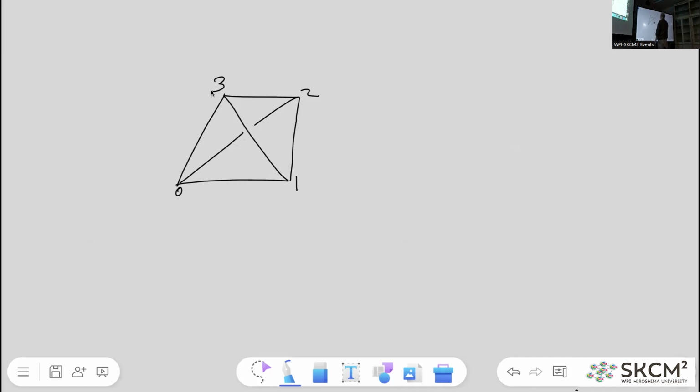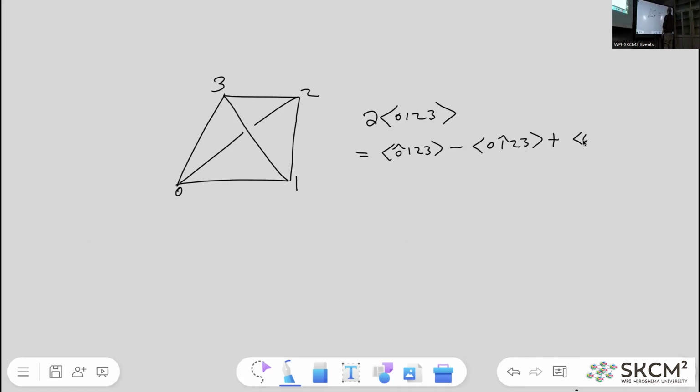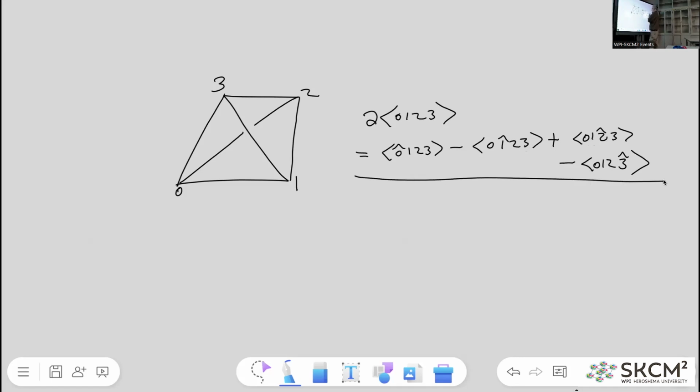There's your C3 simplex. And I formally take the boundary of it by removing the first one, keeping this, subtracting and removing the second one, adding and removing the third one, and subtracting and removing the fourth one. That's the simple algebraic rule. Then we can look at that and ask, what does that say?